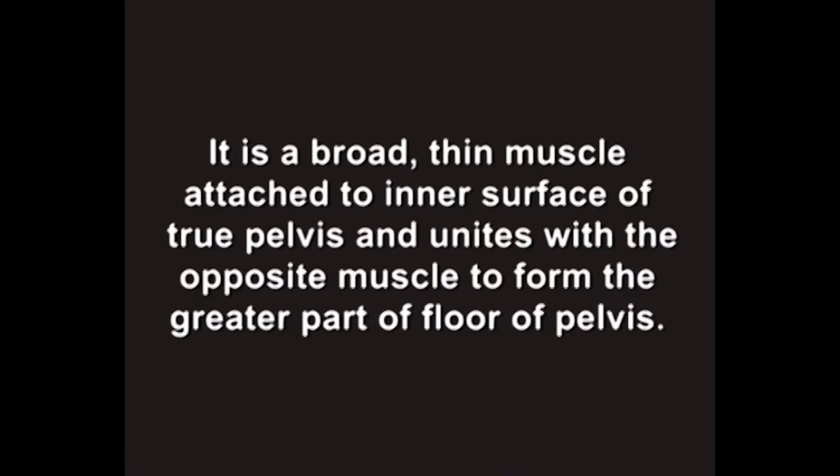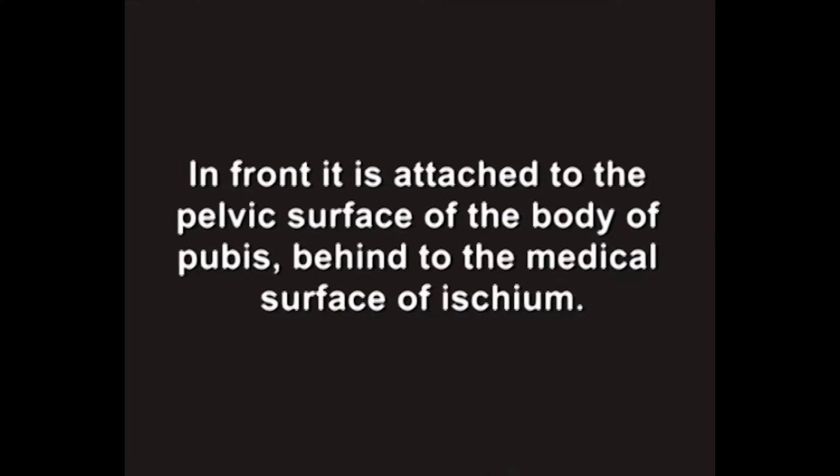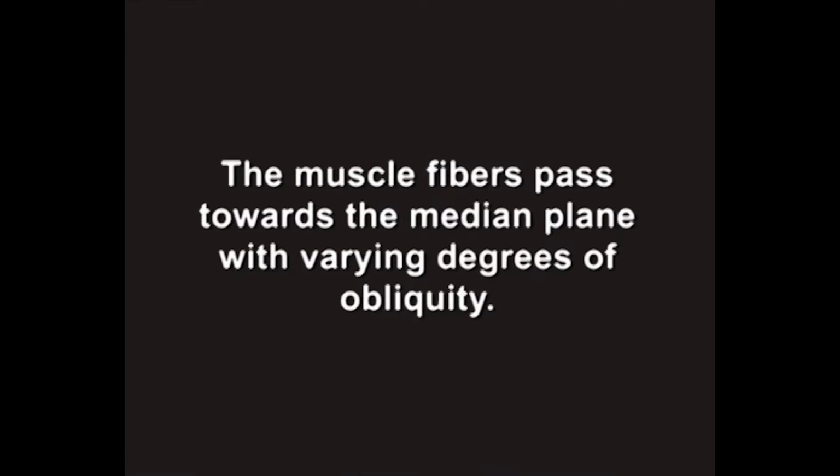Levator ani. It is a broad, thin muscle attached to inner surface of true pelvis and unites with the opposite muscle to form the greater part of floor of pelvis. In front, it is attached to the pelvic surface of the body of pubis. Behind, to the medial surface of ischium. The muscle fibers pass towards the median plane with varying degrees of obliquity.